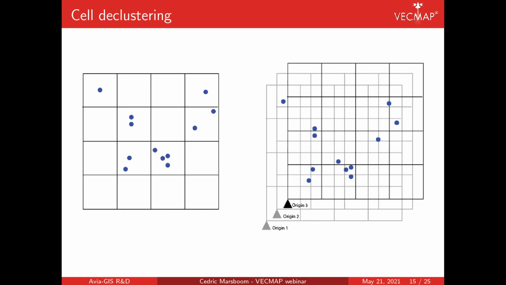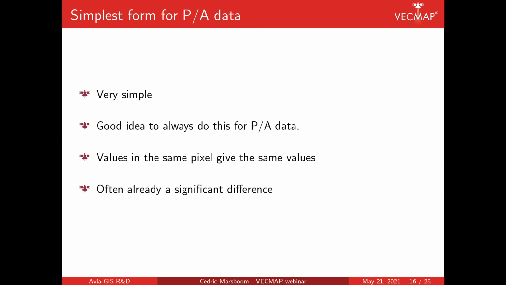So if you are afraid of boundary problems, this is one that you can most likely apply better. I'll give a very quick example of something you can do, just as a quick test for presence-absence data. It's something that I always do: if you have multiple points in one pixel, just reduce this to a single centroid in the pixel, because points in the same pixel give the same values, and this can already make a significant difference.